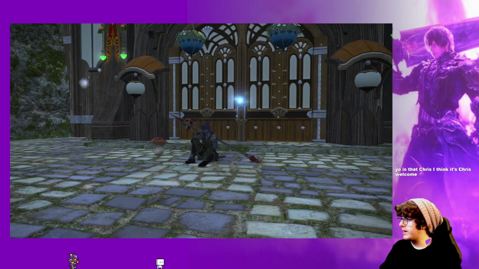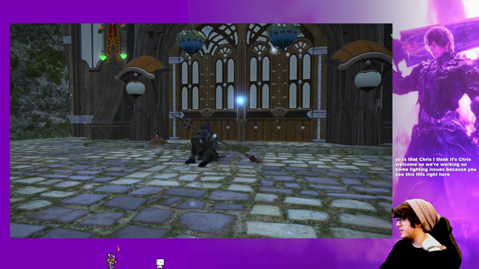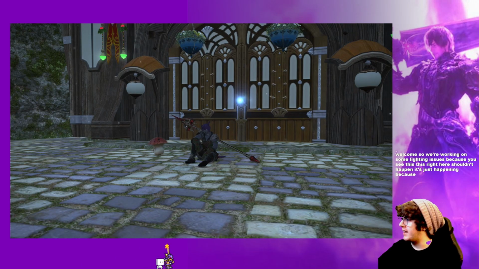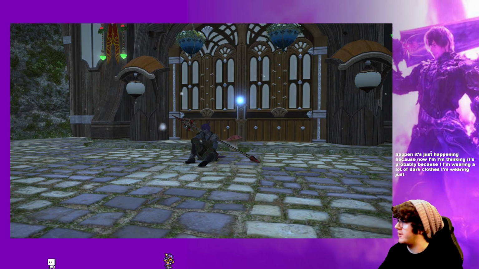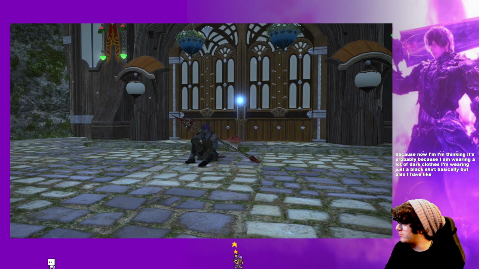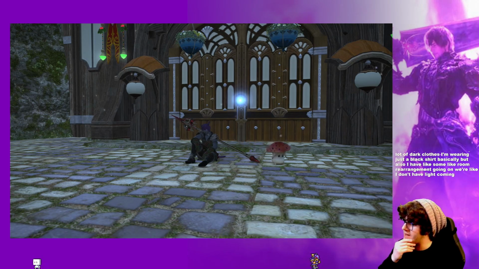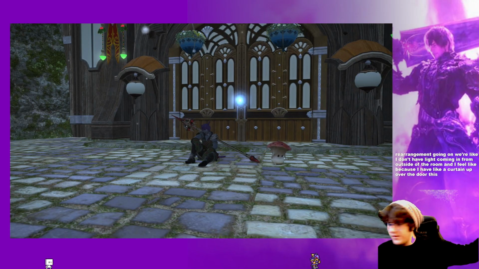So we're working out some lighting issues, because you see this? This right here shouldn't happen. It's just happening because... No, I'm thinking it's probably because I'm wearing a lot of dark clothes. I'm wearing just a black shirt basically, but also I have some room rearrangement going on where I don't have light coming in from outside of the room, and I feel like because I have a curtain up over the door, there's a doorway right here.